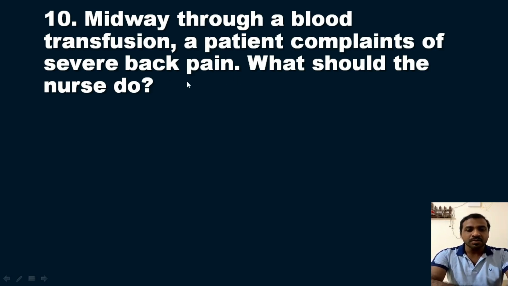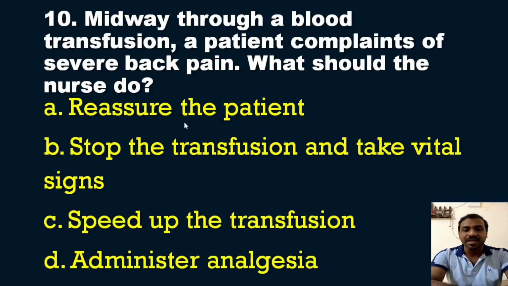Your options are: the first option is reassure the patient. The second option is stop the transfusion and take the vital signs. The third option is speed up the transfusion, and the final option is administer analgesics or analgesia.